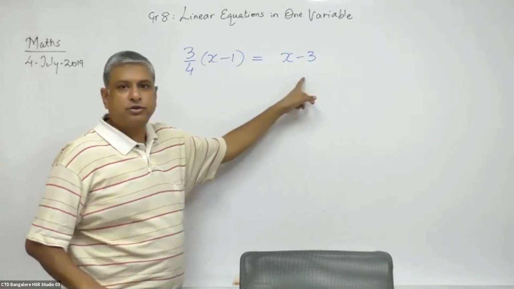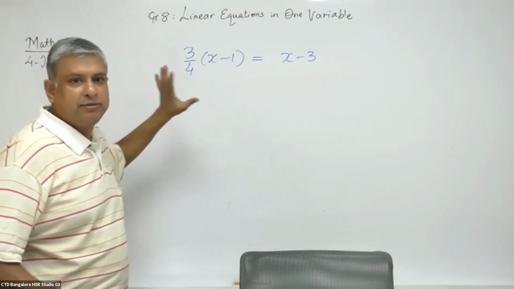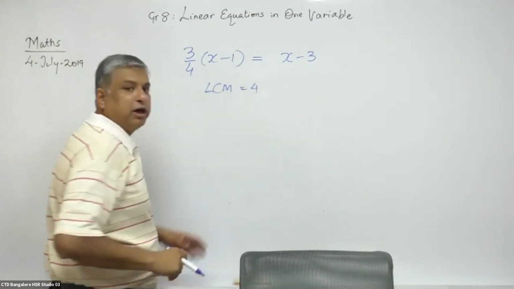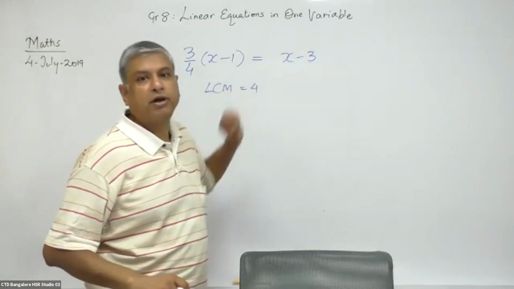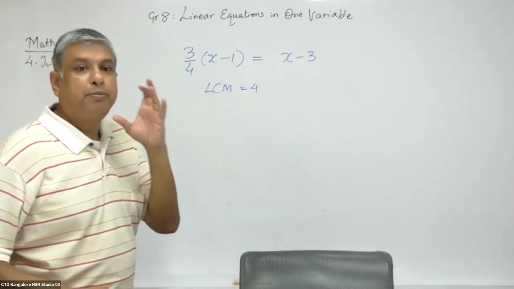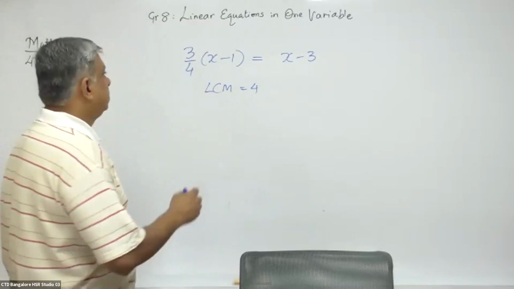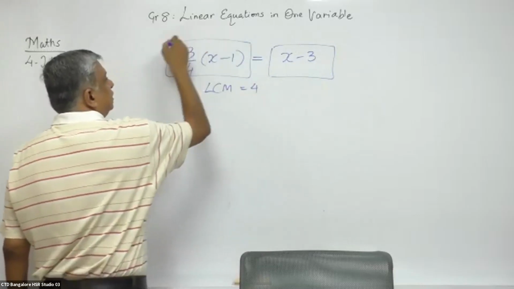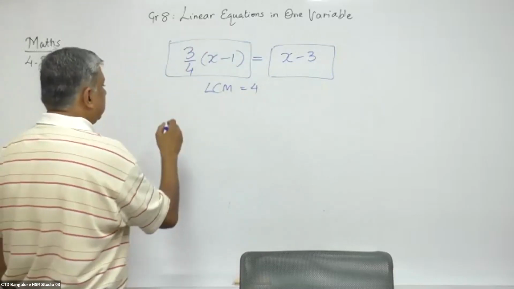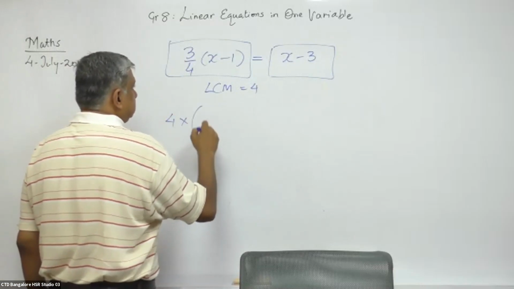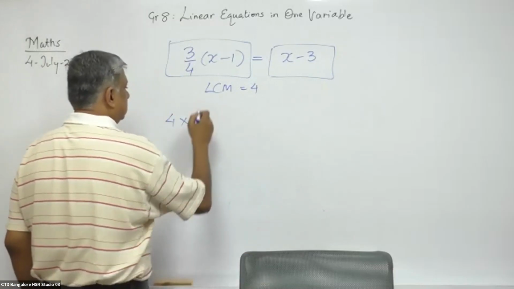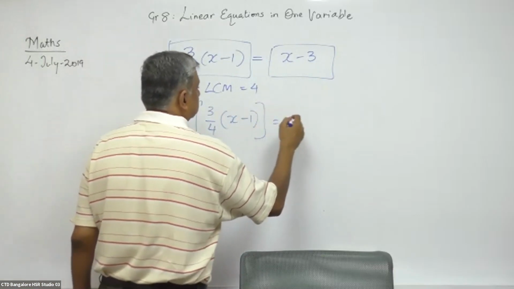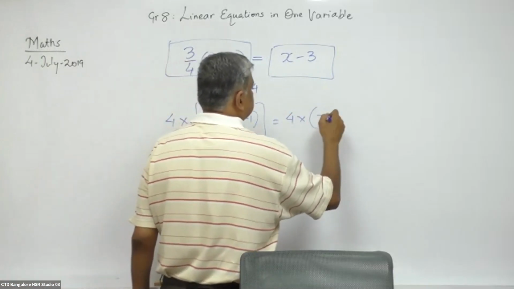So how many denominators do you see? Only one, 4. So LCM is 4. So now I should multiply the whole of left side and whole of right side by 4. Now remember the importance of the word whole of left side. So what is whole of left side? This whole thing. See, this is right hand side and this is left hand side. So we'll put all of this in the bracket and multiply. So 4 into (3/4)(x minus 1) equals 4 into (x minus 3).